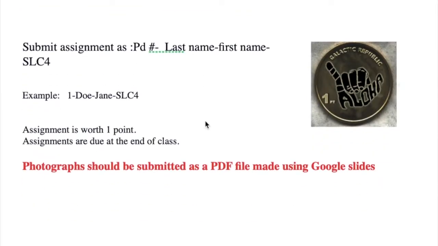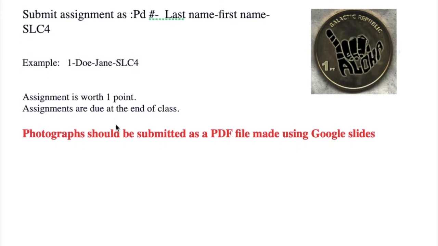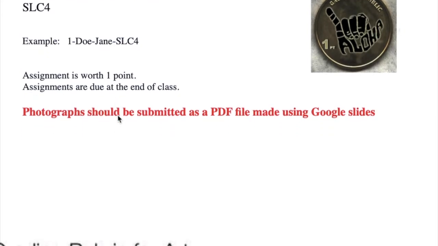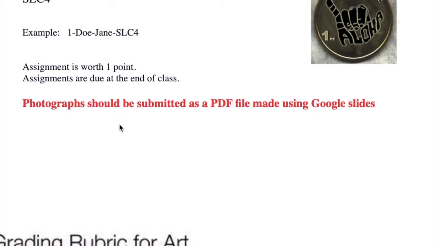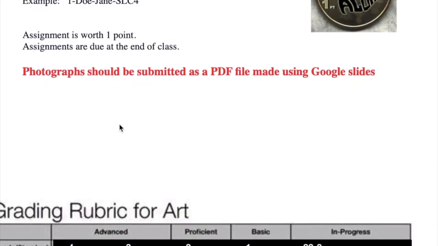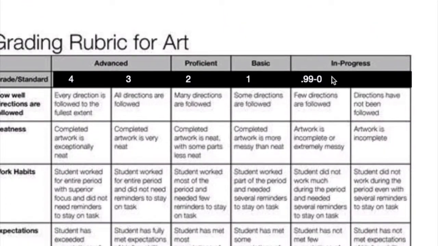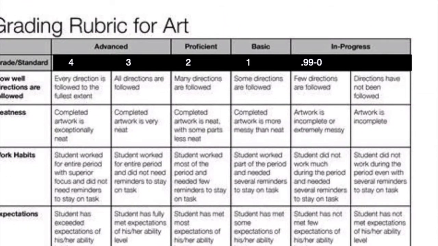So, submit your assignment as period number, last name, first name, SLC4. Example 1: Doe Jane, SLC4. Assignments are worth 1 point. Assignments are due at the end of class. I'm giving you a little extra time on this one. We've had a lot of problems with our Zoom. Photographs should be submitted as a PDF file made using Google Slides. And as we look over here, I'll make this a little smaller.